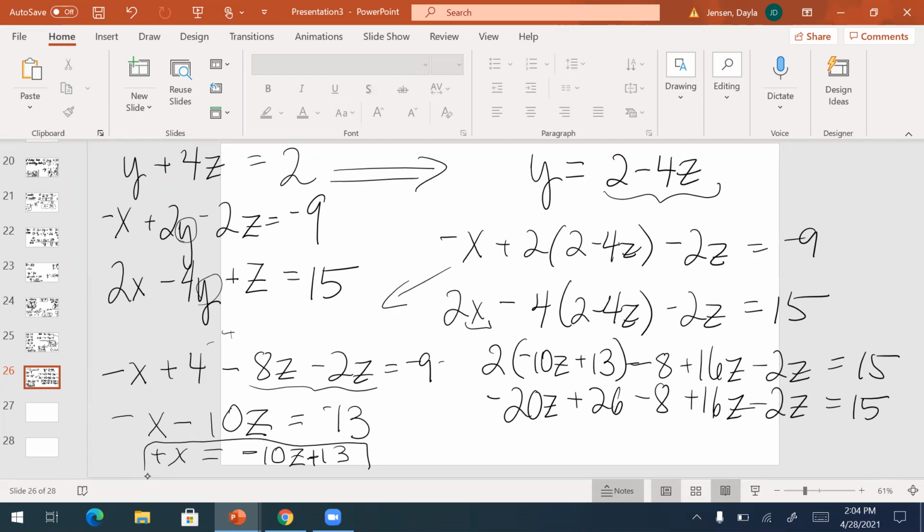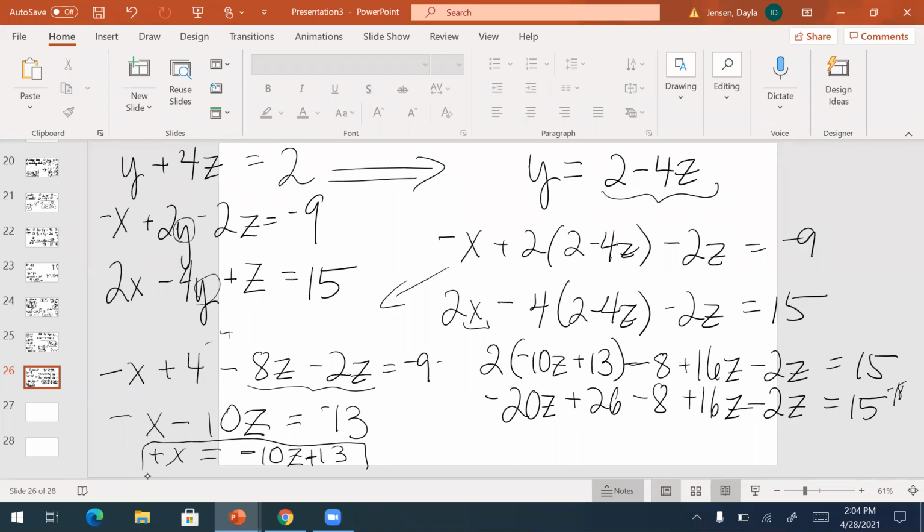Now I want to get everything with a z on one side of the equal sign and everything that doesn't have a z on the other side. So what do I have? A 26 minus 8, which is 18. So let's subtract 18 from both sides. And then I have a minus 20z plus 16z, which is a minus 4z minus a 2z, so minus 6z.